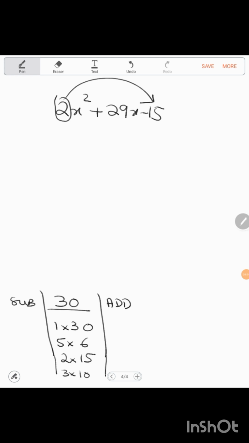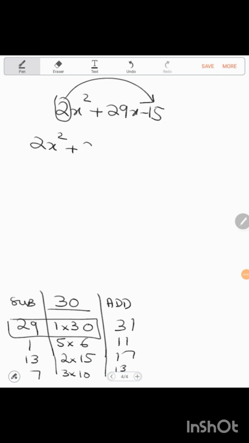Okay, so if you subtract, 6 minus 5 is 1, 15 minus 2 is 13, 10 minus 3 is 7. And if you add, 17 and 13. Okay, so how are you going to now place the factors? Now you are supposed to get positive 29. So you are going to take plus 30x first, minus 1x, minus 15. Okay, so if you evaluate it, you are going to get positive 29.